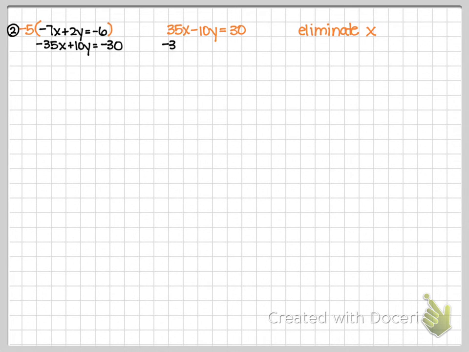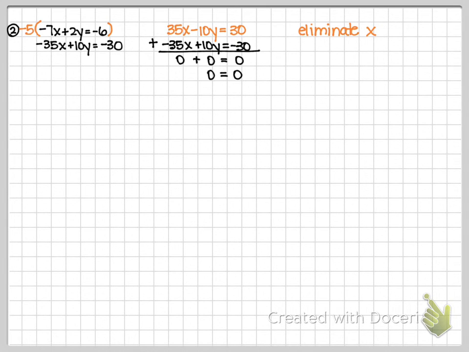So I got a negative 35x plus 10y equals negative 30. Okay, this looks interesting. If I add straight down, everything disappears. I get a 0, another 0, an equal sign, and a 0. All right.